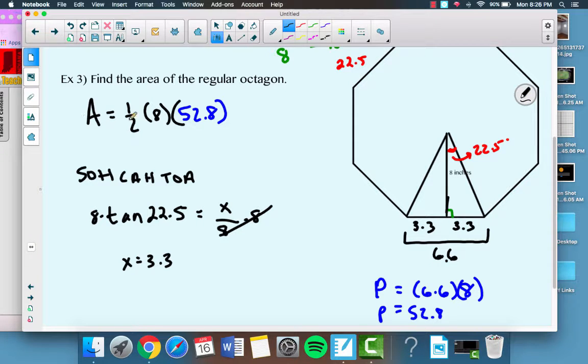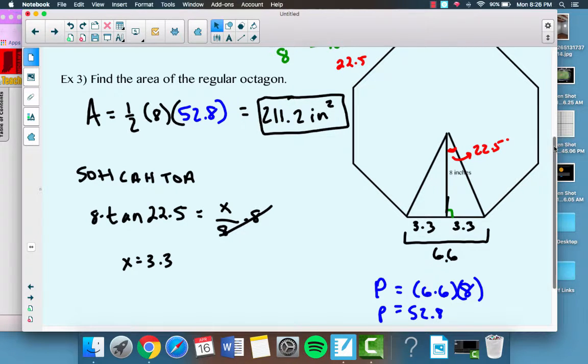And now I can go back to my formula, and I can plug that in, so 52.8. And now I have everything I need for my area, so I just have to type this in the calculator. So half of 8 is 4. 4 times 52.8, that's 211.2, and this is in inches, so inches squared. So then there is my final answer.